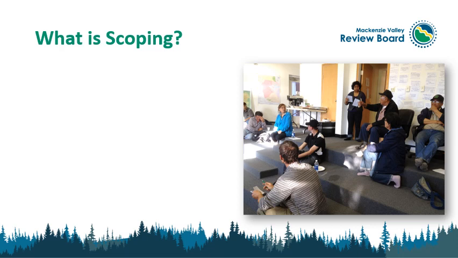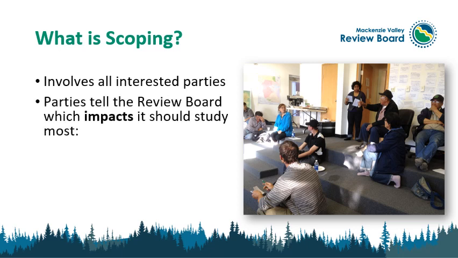What is scoping? Scoping is the first stage of the environmental assessment process. During scoping, the Review Board listens to all interested parties about what impacts or concerns they think the environmental assessment should include. Knowing what impacts or concerns matter most helps the Review Board carefully consider what priority issues to focus on throughout the environmental assessment.